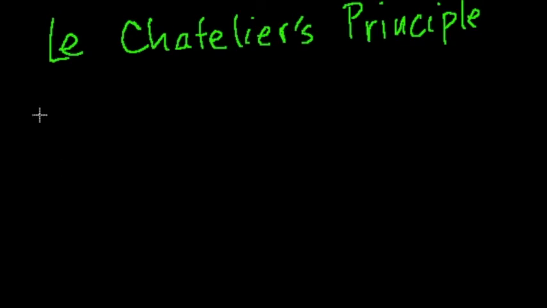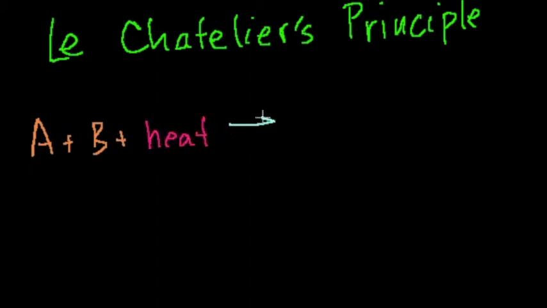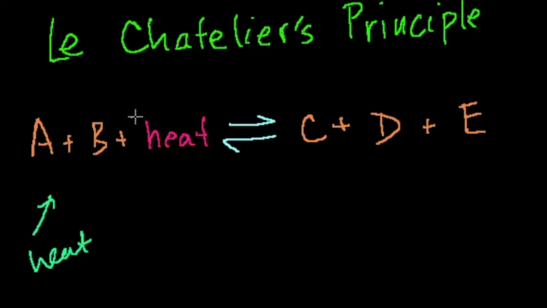Let's say if I had A plus B plus some heat, and that produces some C plus D. And maybe it produces some E as well. So if I were to add heat to this system, what would happen? In order for the reaction to progress in the forward direction, you need heat. The more heat you have, the more likely you're going to progress in the forward direction.